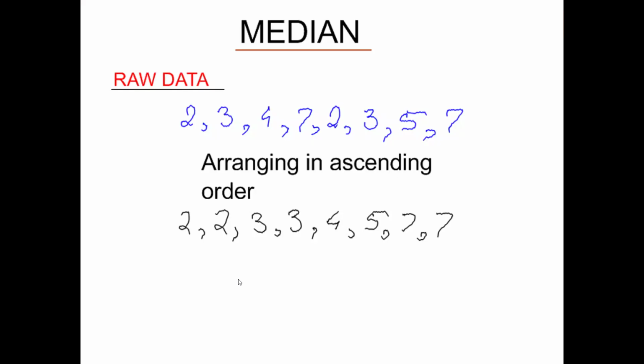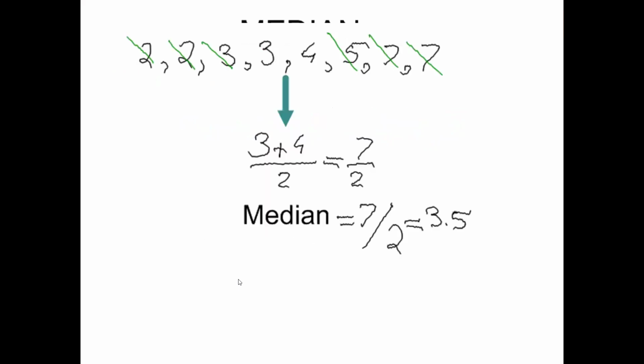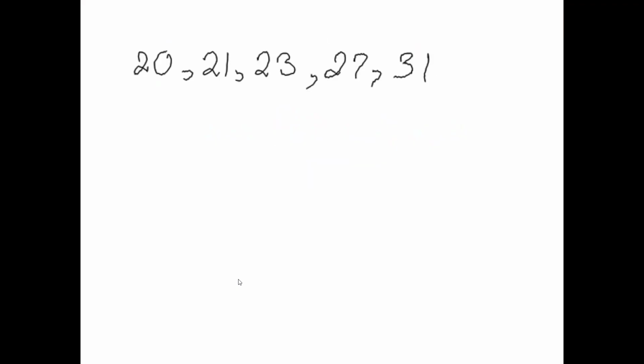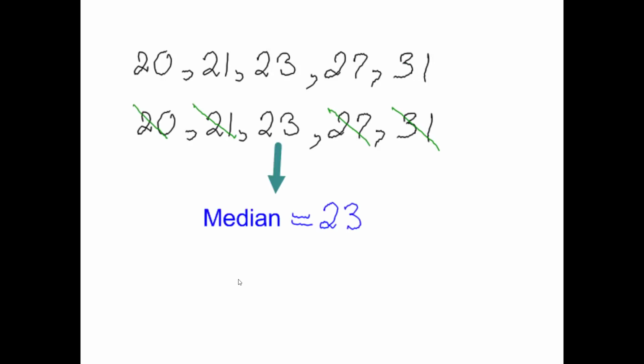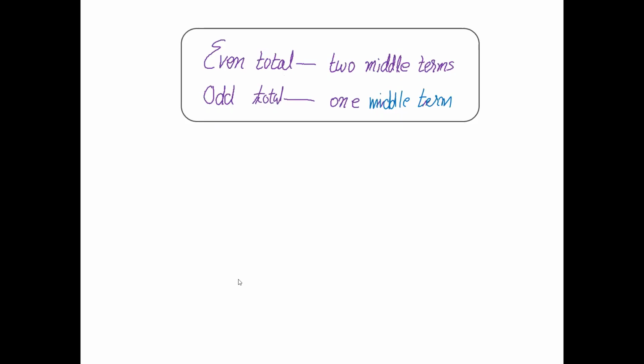How do you tackle median? Whenever you come across raw data, first of all arrange the data in ascending order and then start cutting from both sides. You cut one number from the left, one number from the right. In the middle, if you get two numbers, add them and divide by 2, like here it is 3.5. If you end up with one number in the middle, that one number is the median. When you have an even total, you always come across two middle terms, and when you have an odd total, it's always one middle term.